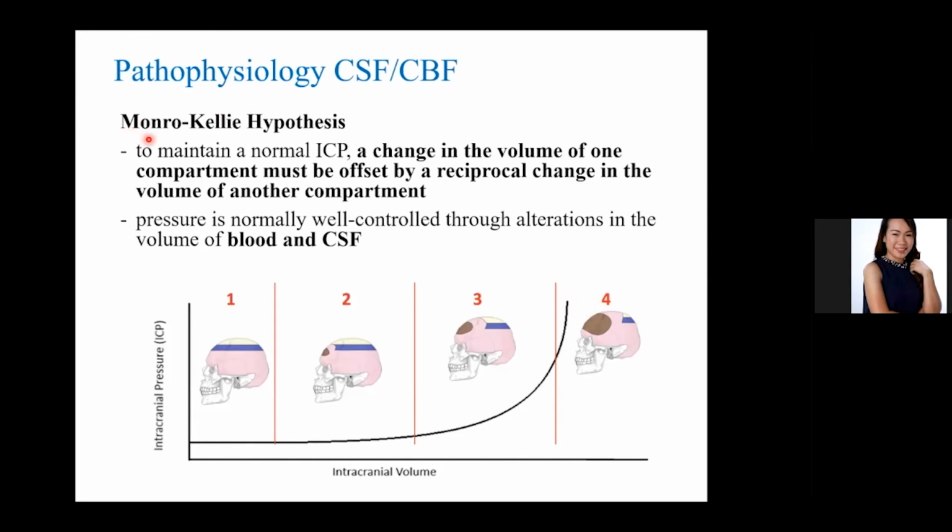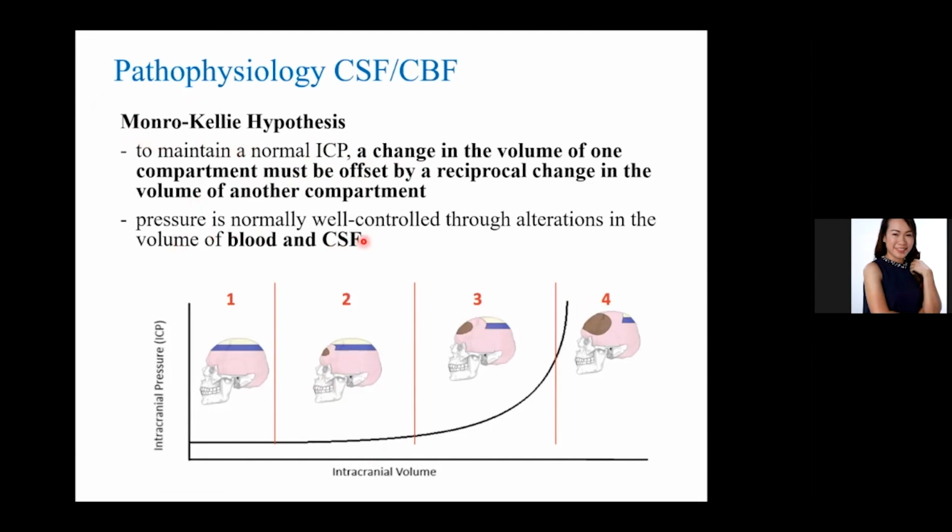So when we say Monro-Kellie hypothesis, in order for you to maintain a normal intracranial pressure, there will be a change in the volume of one of the compartments to offset the change in another compartment, such as this, class. Brain tissue increases, then we have to at least decrease the blood volume first. So the blood volume is the first compartment, but next, we now adjust two compartments. So, that is the Monro-Kellie hypothesis.